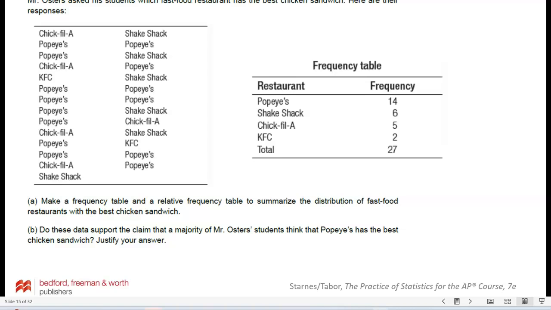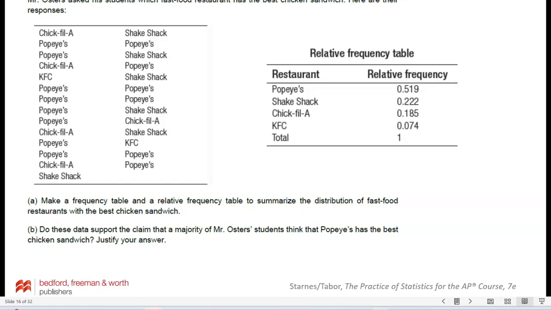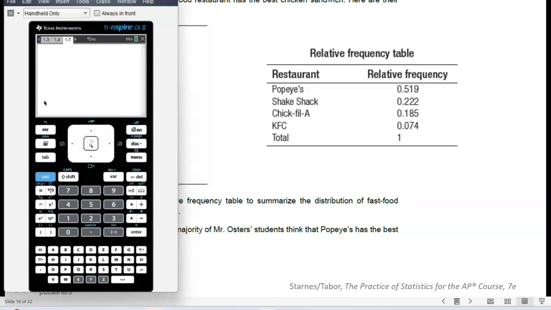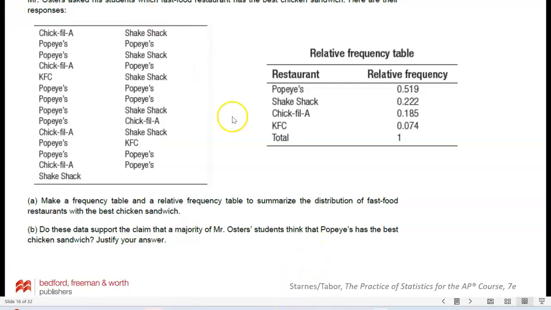And so for a frequency table, you're just doing counts there. So you're displaying those as counts. Whereas for a relative frequency, you take that 5 for Chick-fil-A and divide it by the total of 27. 5 divided by 27. Just make sure that's true. On your Inspire, 5 divided by 27, you put a decimal point, it'll give you 0.185. That's where that 0.185 comes from, right?